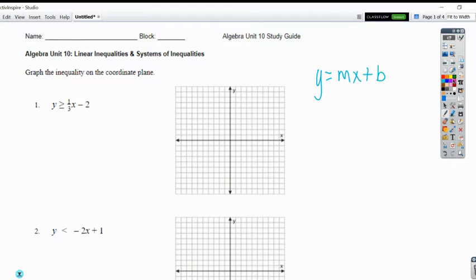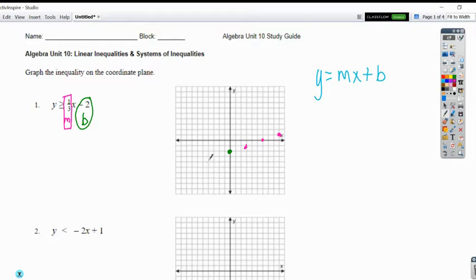So when we look at the first example here, we begin with the b value. That's going to be our -2. That's at the end of our problem. So I mark -2 on my y-axis. And then we look for the m as the coefficient on x. That is our slope of 1/3. So from this given point, up 1 and to the right 3, plot that point.